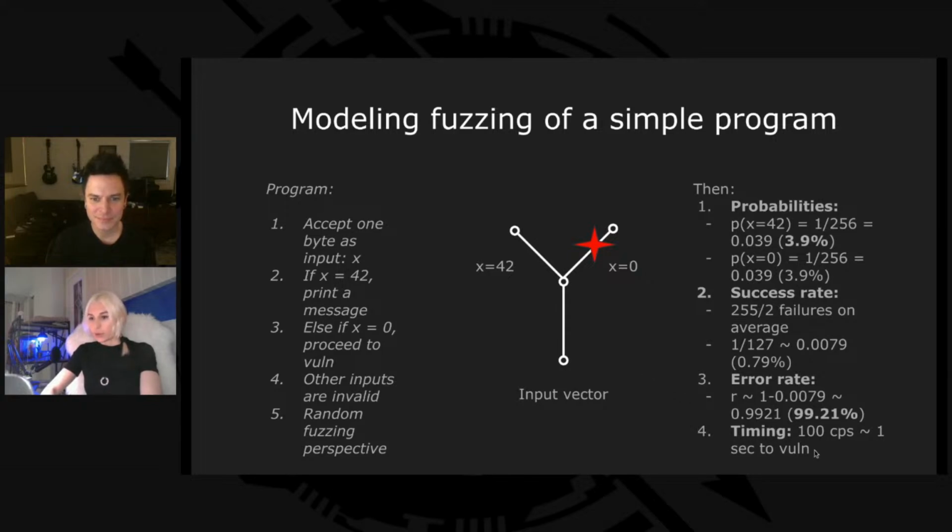The next thing that I want to see here is timing. So based on these numbers, you can actually calculate the time that you need for the fuzzer to find this particular branch that has a vulnerability. For example, if your fuzzer is running at 100 cycles per second, and it throws random numbers at this 1 byte, then in 1 second, it will find the vulnerability.